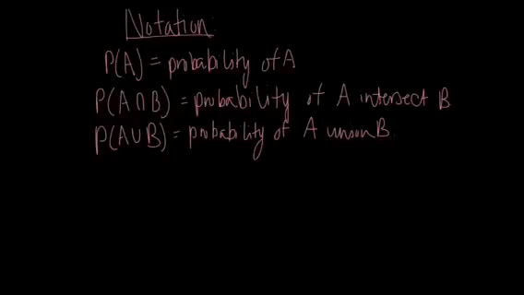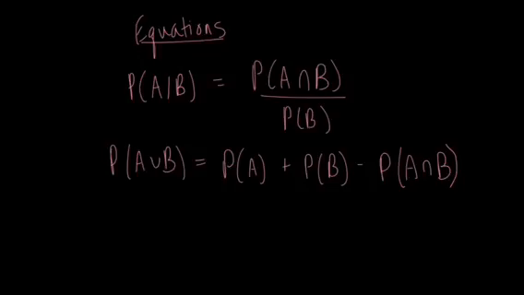The second term is the probability of A intersect B, and that is the probability that both event A and event B will occur, like the probability a student takes statistics and calculus. The third term is the probability of A union B. That's the probability that either A or B or A and B occur, like the probability that a student will take calculus or statistics.